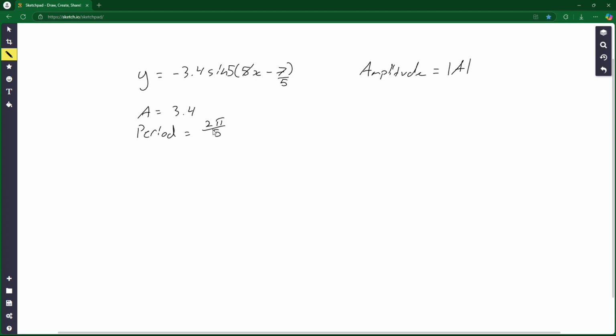Our phase shift, or our horizontal shift, is going to equal 7 over 5 to the right. And then we aren't going to have a vertical shift because there is no plus or minus here. And that's it for that first problem.